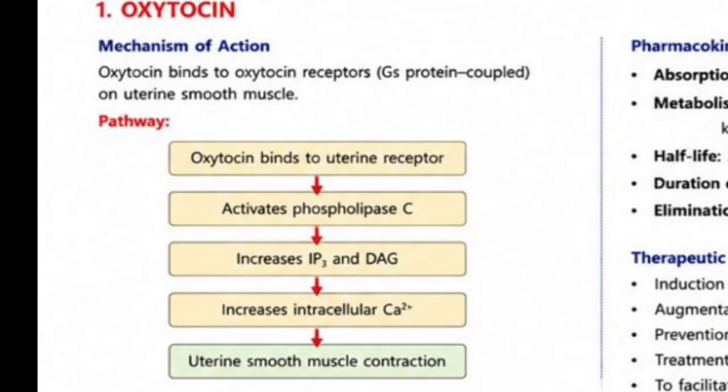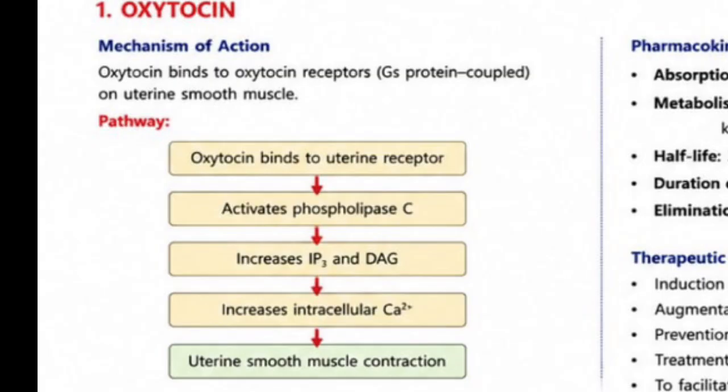It binds to the oxytocin receptor, especially in the uterus. When it binds to the oxytocin receptor in the uterus, it activates phospholipase, which acts on PIP2. So PIP2 forms IP3 and DAG, which release calcium, and calcium is needed for uterine muscle contraction. So when you release oxytocin, you are contracting the uterine muscle.